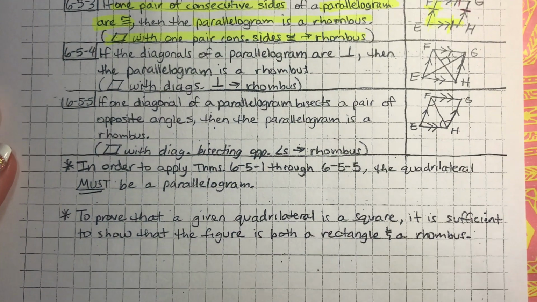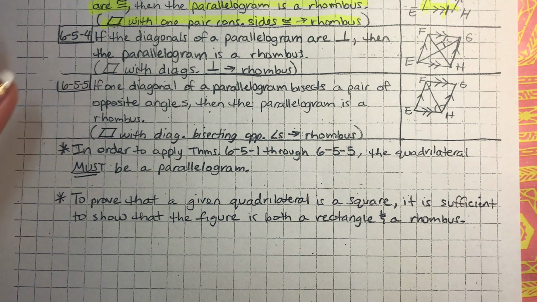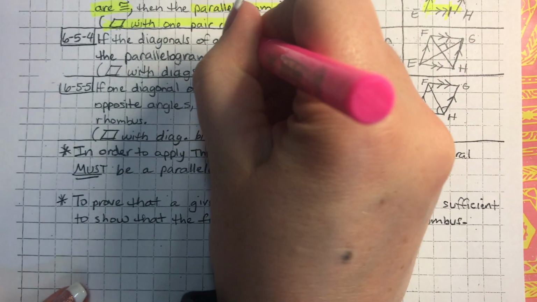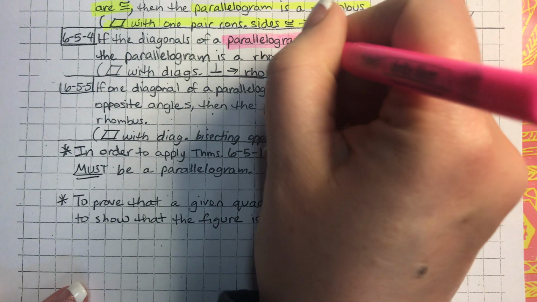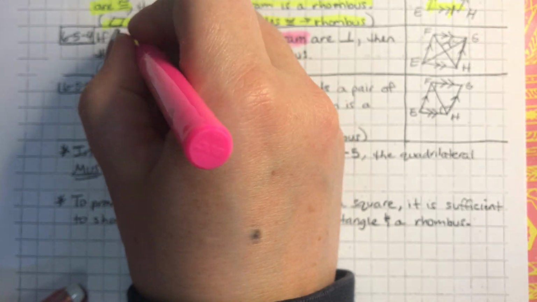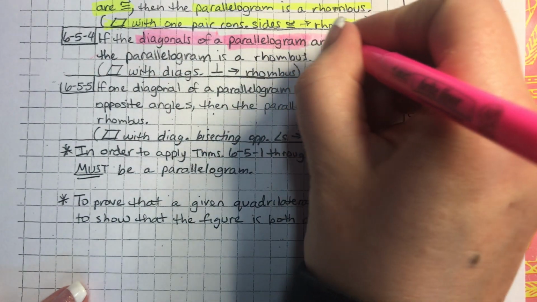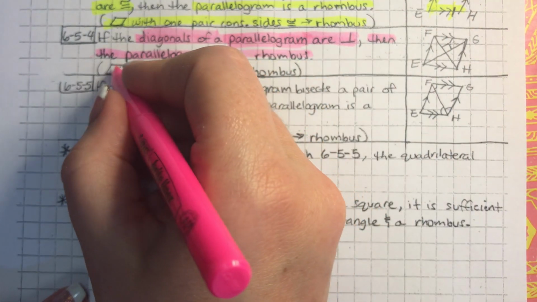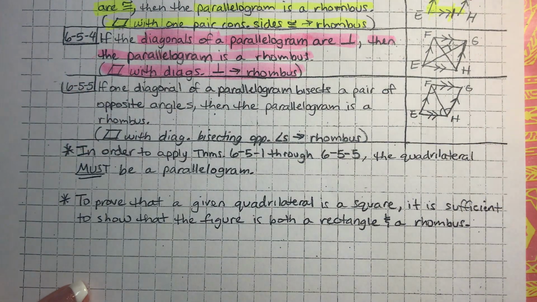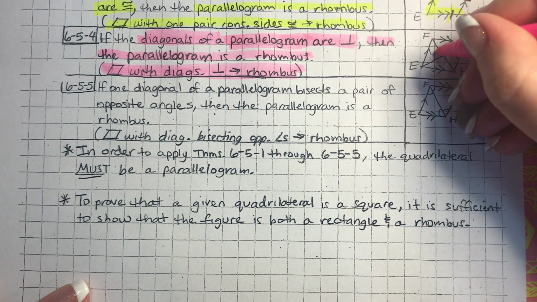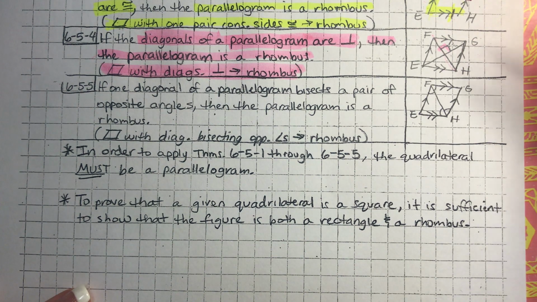Let's go ahead and look at the next. The next one states, if the diagonals of a parallelogram are perpendicular. So we need a parallelogram again, okay? This idea of a parallelogram is super important. So if the diagonals of a parallelogram are perpendicular, then the parallelogram is a rhombus. Okay, so we have two sets of sides that are parallel, right? And here are our diagonals, and the diagonals are perpendicular, so we know it is a rhombus.